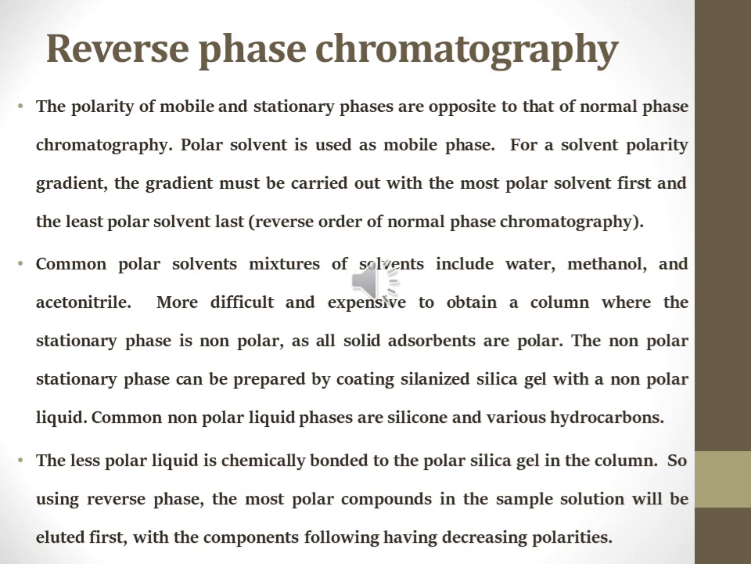So H is equal to L by N. H is the height of a theoretical plate, L is the column length, and N is the number of theoretical plates.